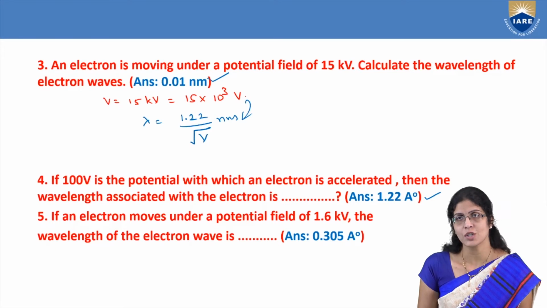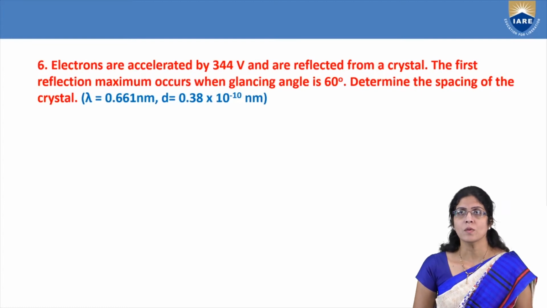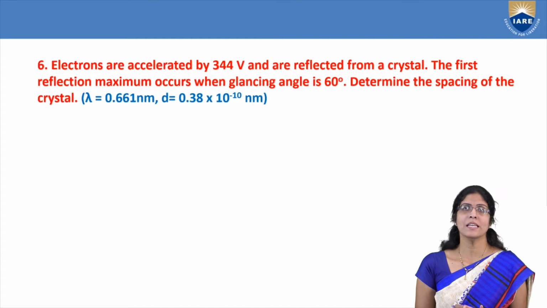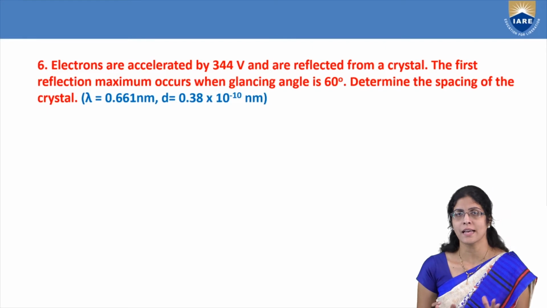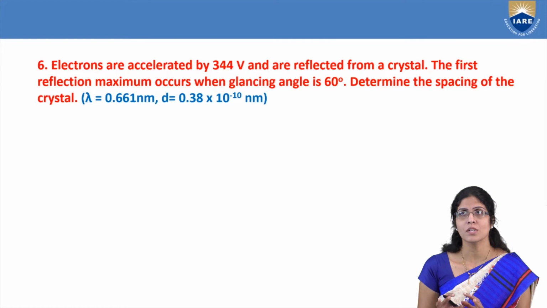Try to go for the right conversions and check with it and respond. Electrons are accelerated by 344 volts and are reflected from a crystal. So now you are trying to relate de Broglie's hypothesis with Bragg's formula. Bragg takes a crystal lattice, incidents the X-rays and takes the reflection, and studies how the constructive interference is related with the crystal lattice, that is the interplanar spacing and the glancing angle. Thus, he gave you Bragg's equation, which is n lambda is equal to 2d sine theta. So you will have to relate both of them here and find out the spacing.